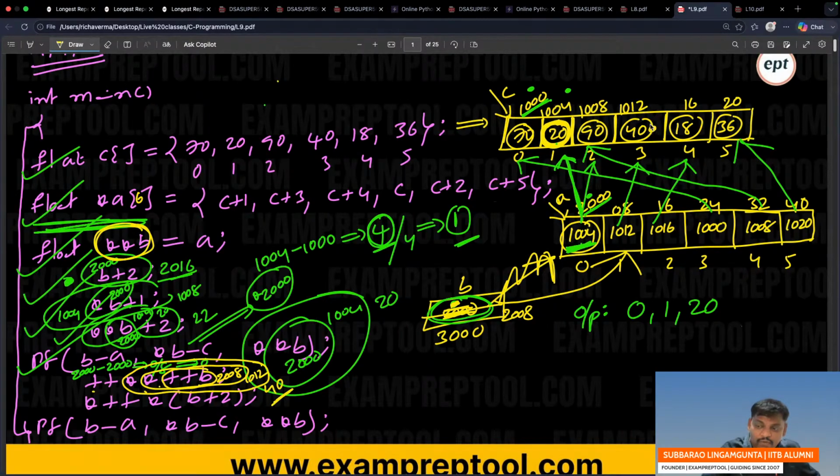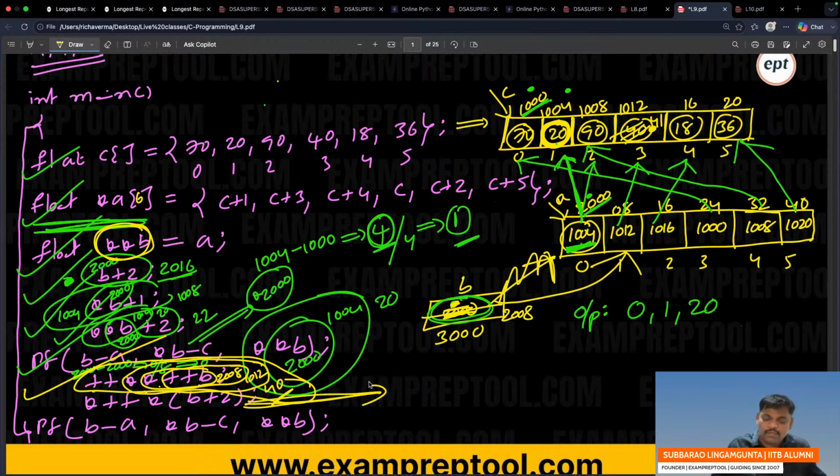Listen, wherever you are, again plus plus. What is the meaning of plus plus? In the 40 place, keep 41. Plus plus means inside there is an assignment operator. It is 41. This line also updated because of plus plus.